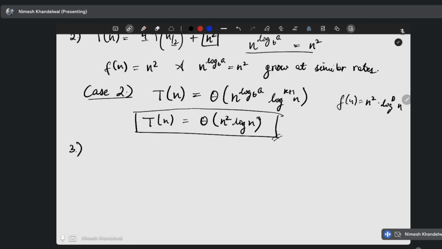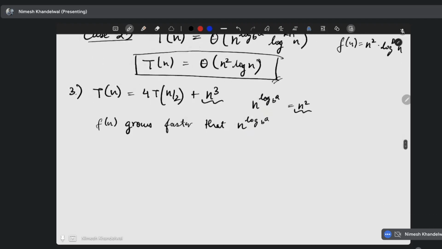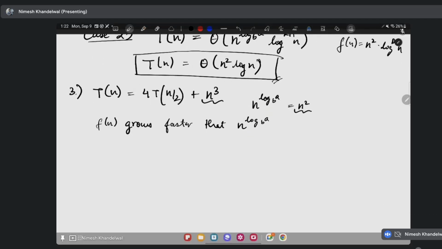Let us take one more problem that shows the third case, right? 4 times t of n by 2 plus n cubed, right? So f of n grows faster than this, right? Because this is n squared and f of n is n cubed. So this seems like case 3.